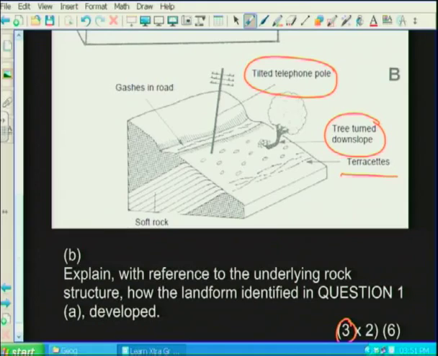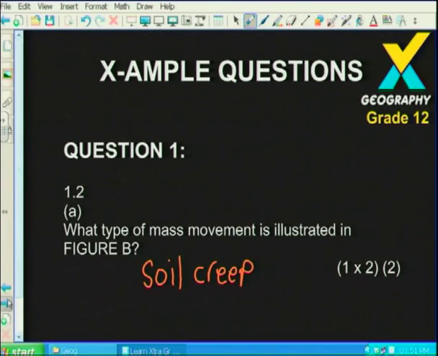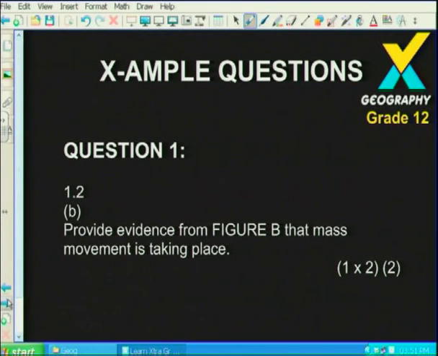We have terrace sets, okay? Terrace sets, grade 12s, don't get worried. It's just a fancy word for them speaking about a terrace. What is a terrace? If we draw a little imaginary diagram over there, a terrace is when almost steps are created in that soil profile. We've also got gashes in our road. You will see there are 4 possible answers, and for that specific question, they're only looking for one specific answer, which comes exactly from the diagram.